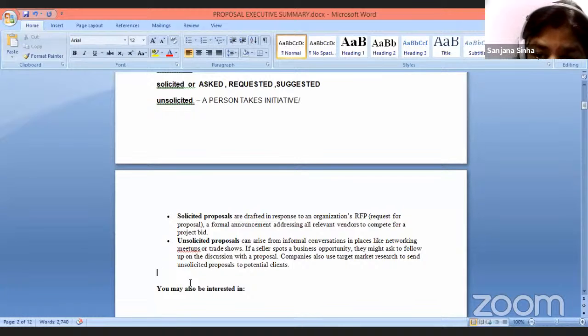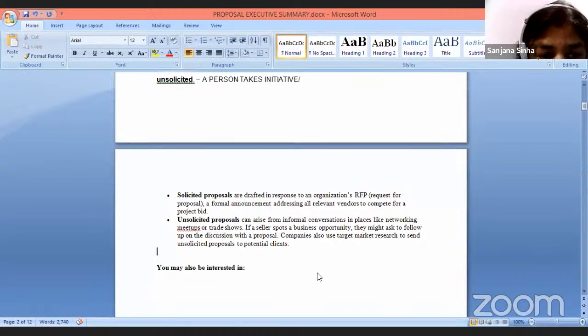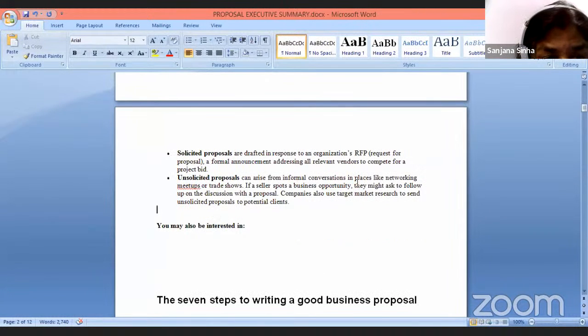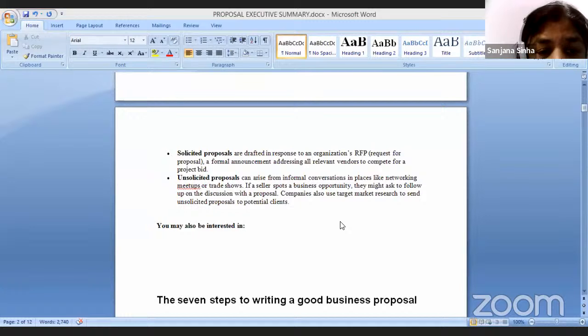Solicited भी होता है, अनसोलिसिटेड भी होता है. Solicited means asked, unsolicited, not asked, I am taking the initiative. Right. And unsolicited can arise from informal conversation in places like networking, meetups, or trade shows. If a seller spots a business opportunity, they might ask to follow up. अगर आप देखते हैं business opportunity यहाँ मुझे मिल सकता है, तो आप पहल करते हैं, initiative लेते हैं, so this will be an unsolicited proposal.